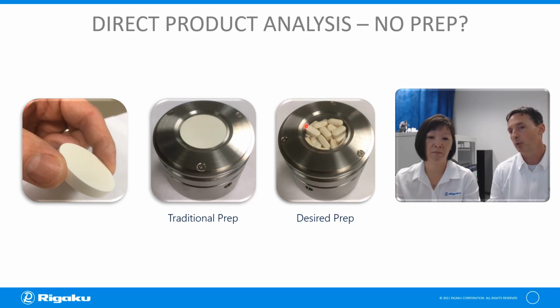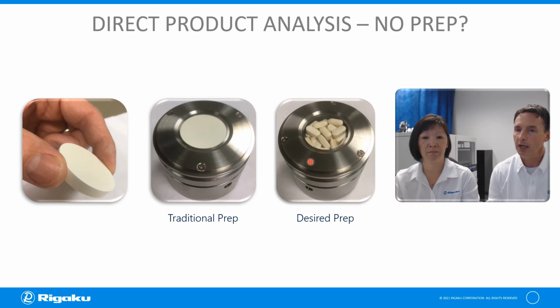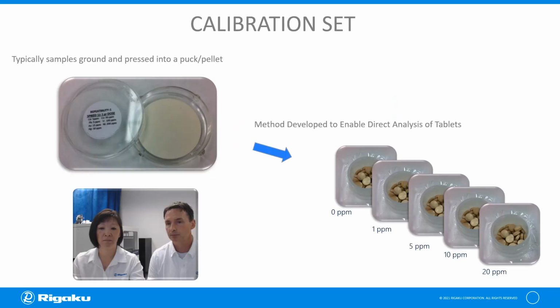The desired prep would be, hey, can we just take these pills and run them as is? Right. And so that's something that we decided to investigate. And with the elements for ICH Q3D, we thought, hey, there's a chance. If you get down to the lighter elements, you need to have a good surface. So what we wanted to see was, with the lightest element we're analyzing, vanadium in this case, can we do this type of prep and still get good results and be able to validate it?